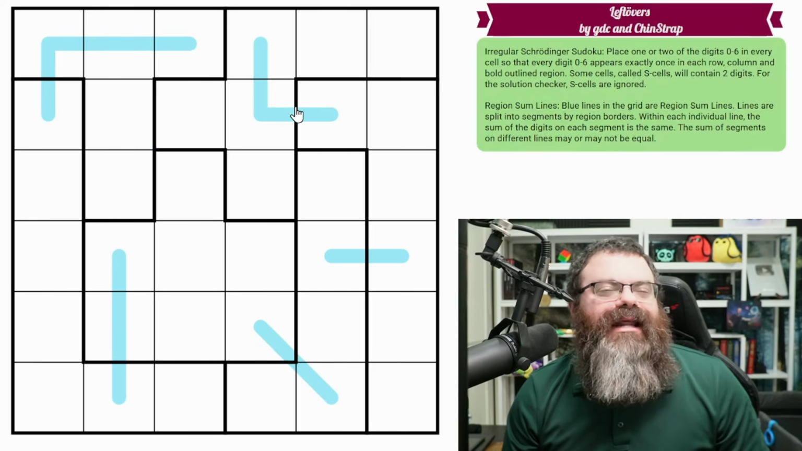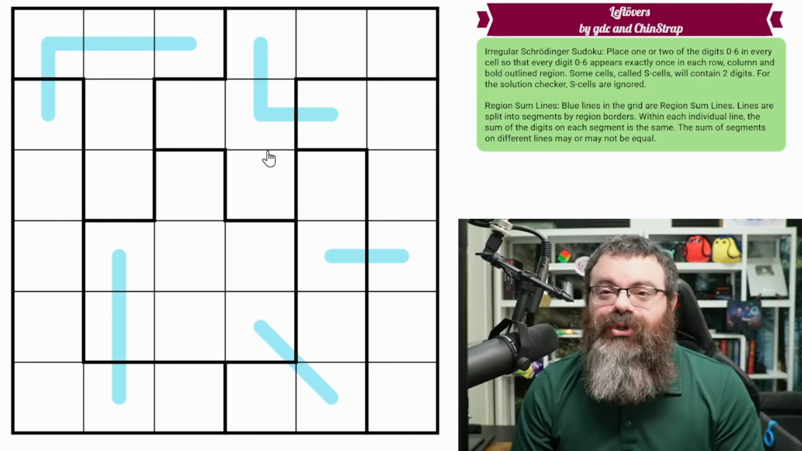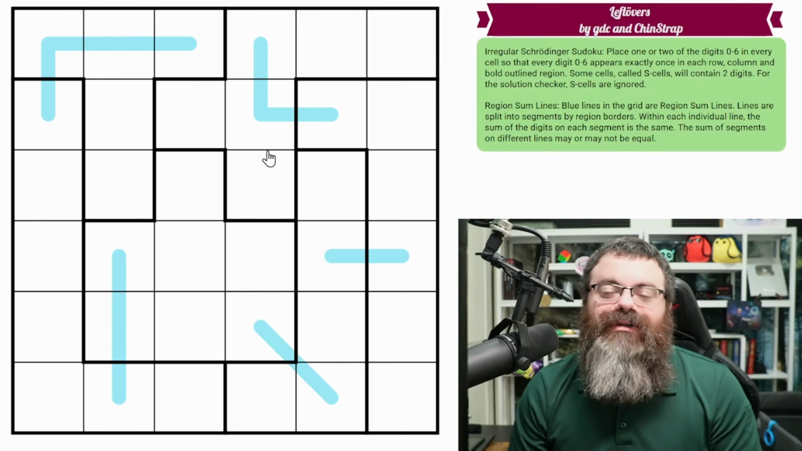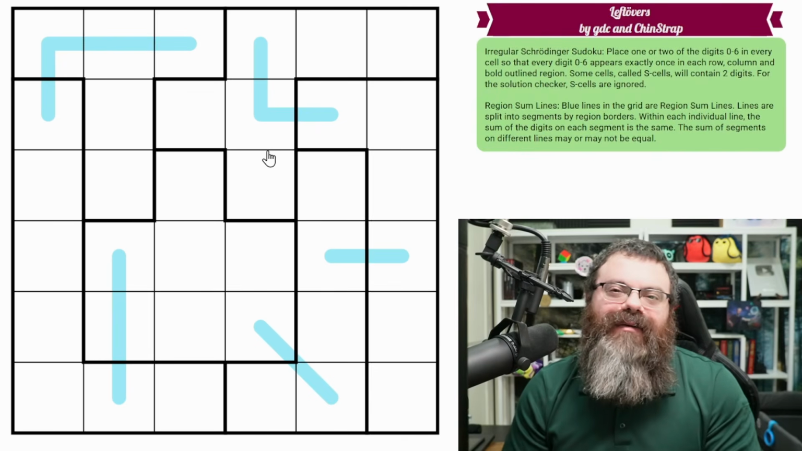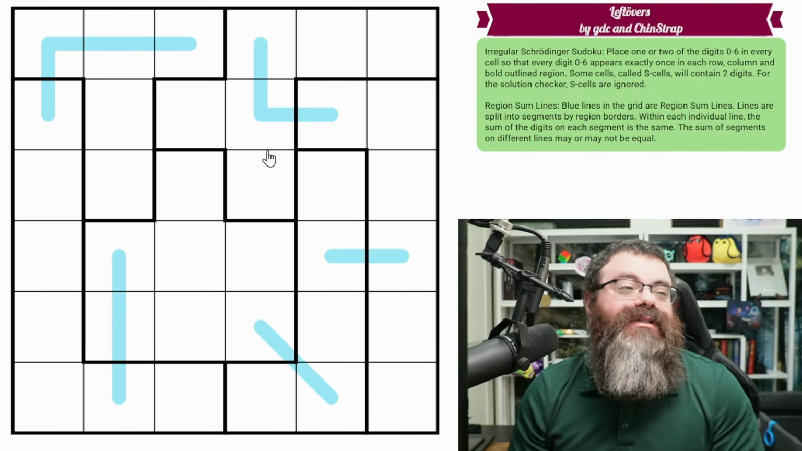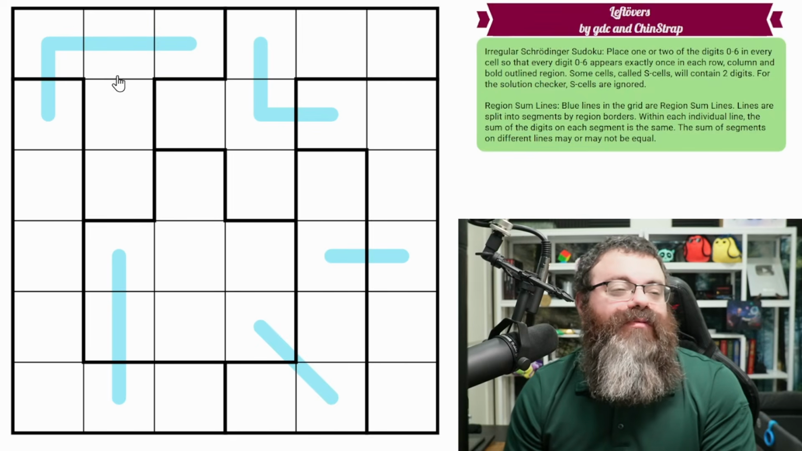We have these things called S cells, and S cells can contain 2 digits instead of 1. And it acts as if it contained both digits. Not like the sum or or of them or anything. It literally contains both of those digits. So it's just like a bigger cell. Now it's up to us to determine where those cells are.